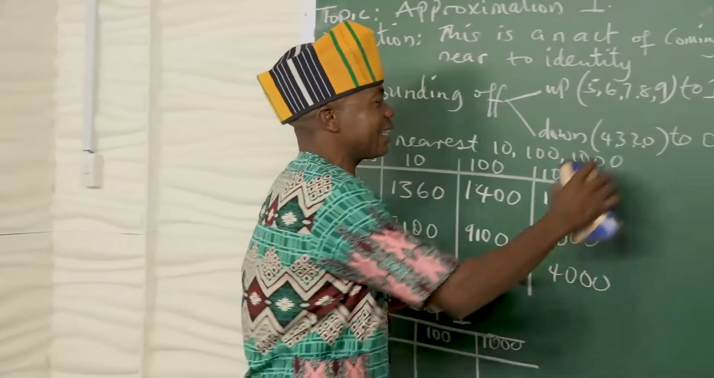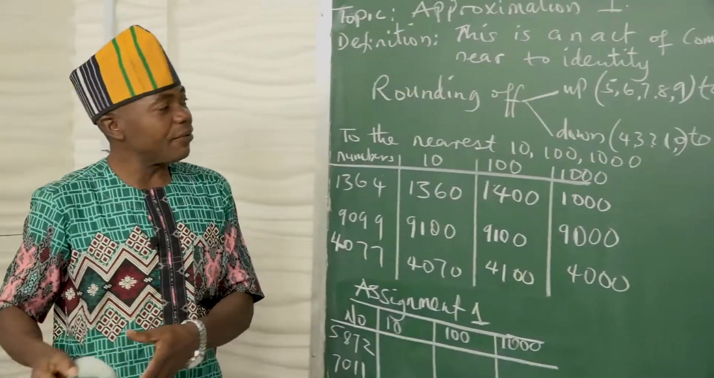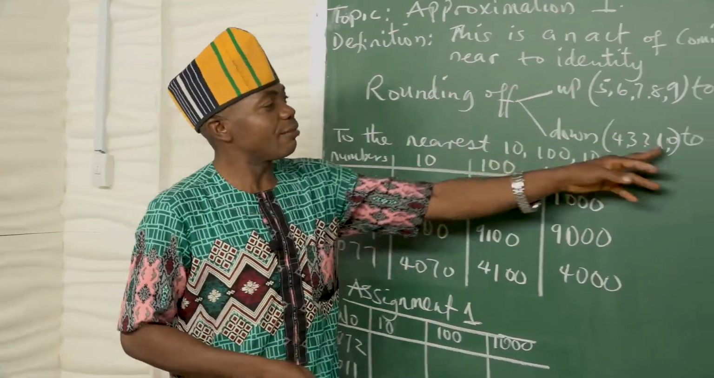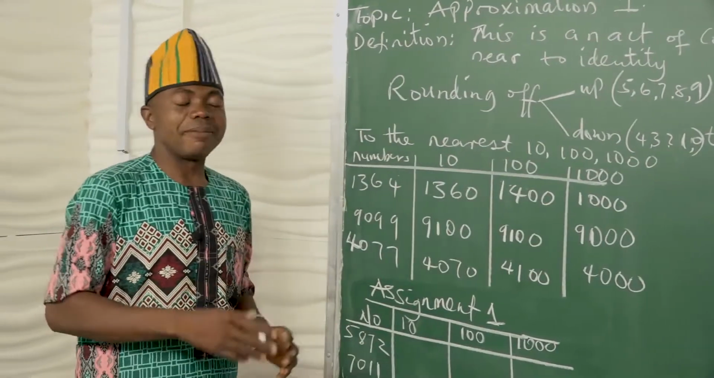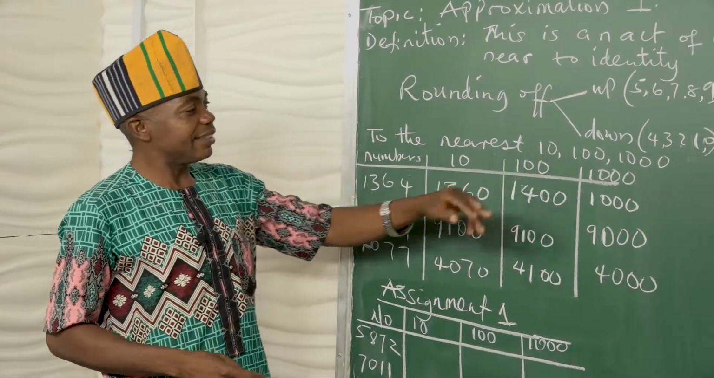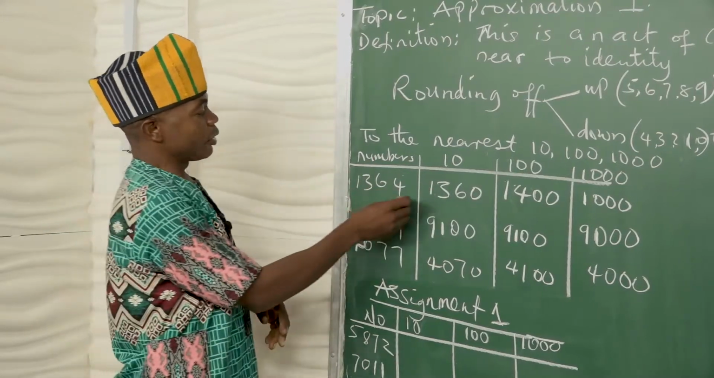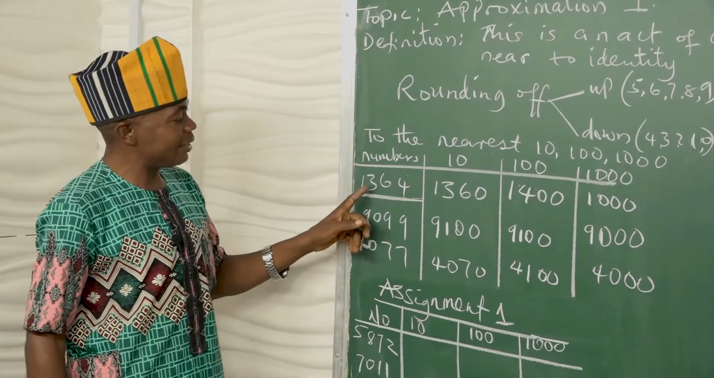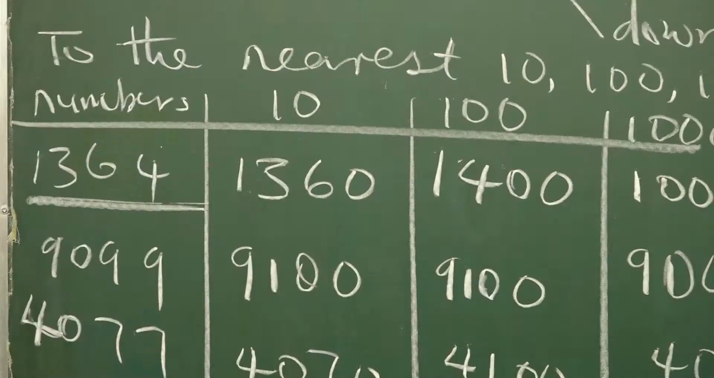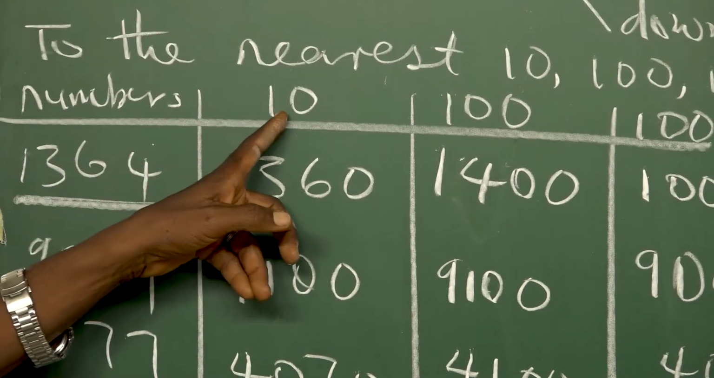So it's expected that anytime you have either of these numbers and you are considering approximation, you round them down to 0. How do I mean, and where do we apply it? To the nearest 1,000, 100, 10, when we are asked to approximate. For instance, we are given 1,364 to the nearest 10. I want to ask you, which I know you are seeing very well, how many zeros are in 10?